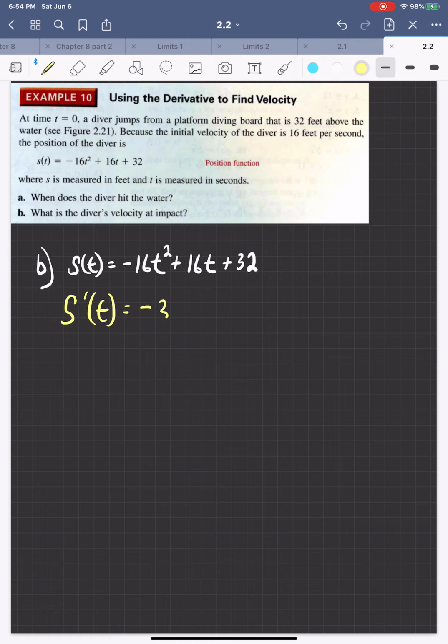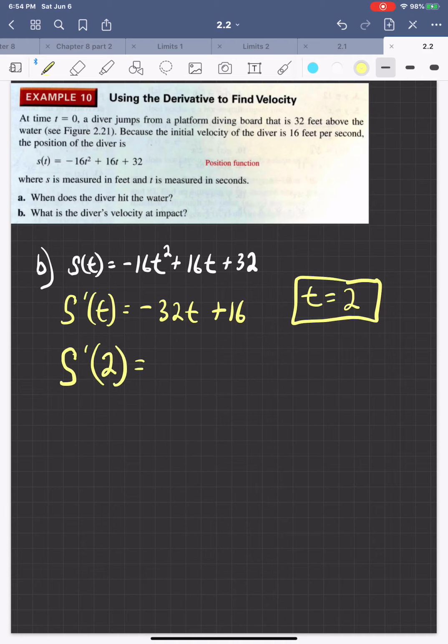So s prime of t is -32t plus 16. Now we know that t equals 2 seconds from part A. So if you want to know the velocity, s prime of 2 is going to be the velocity. Plugging in 2, we have -32 times 2 plus 16, or what? -48, in this case, feet per second.